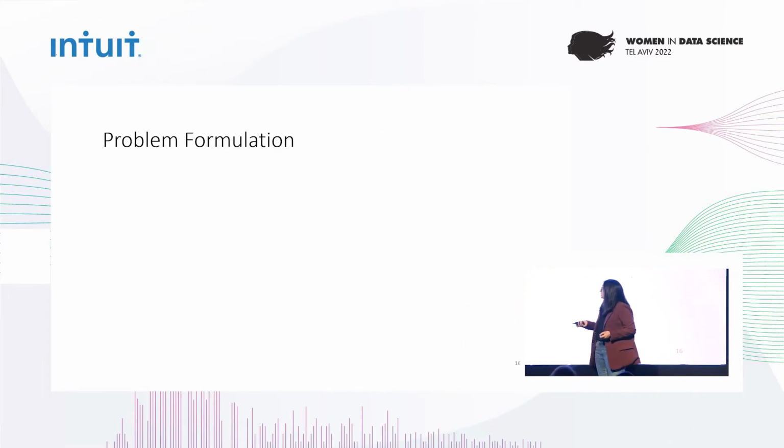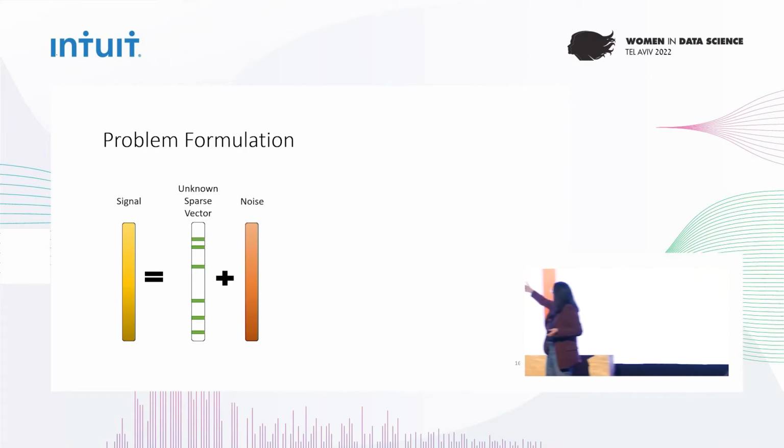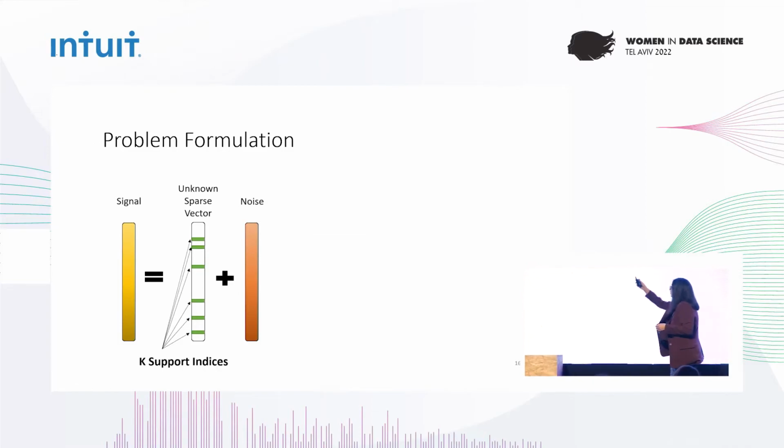Now I'm going to formulate this problem more formally. So basically we have a signal which is composed of an unknown sparse vector plus noise. In this example, the white areas here are zeros and the green areas are non-zeros. We're going to call these the K support indices. K is the number of support indices, and the support is what we're going to try to recover, plus noise. Think of the noise as Gaussian noise, but we also have results for different types of noise.